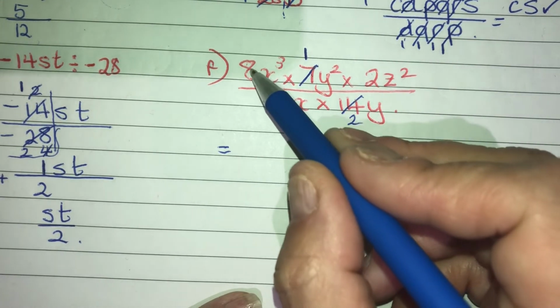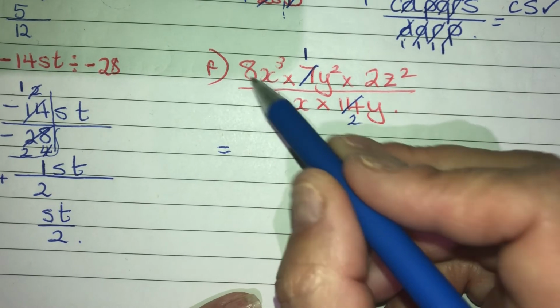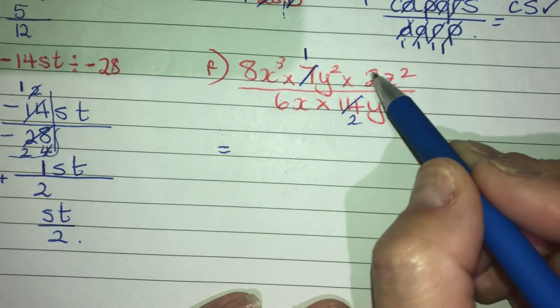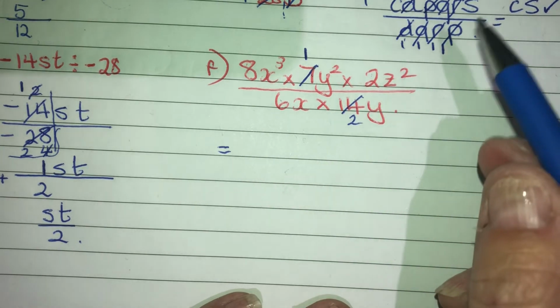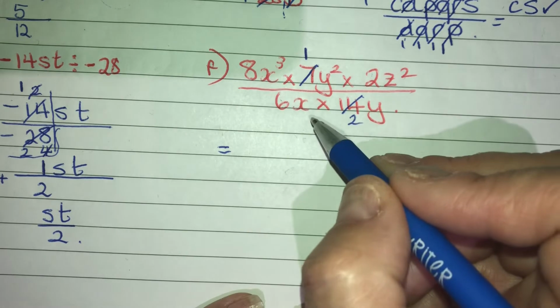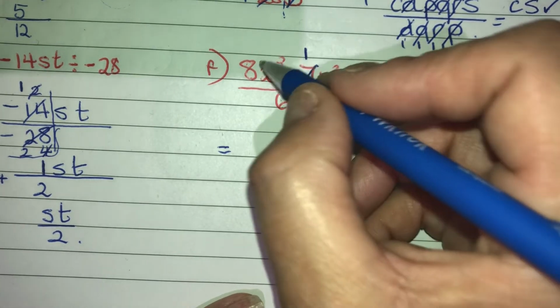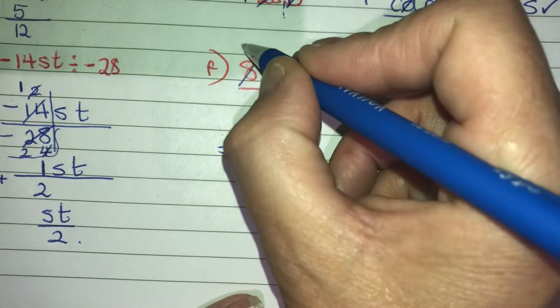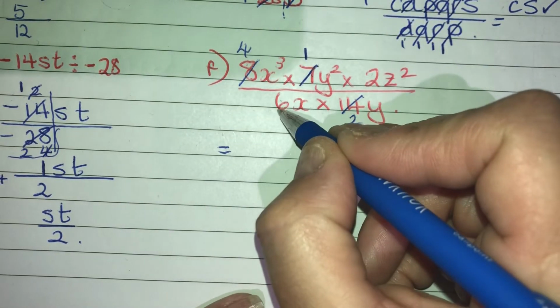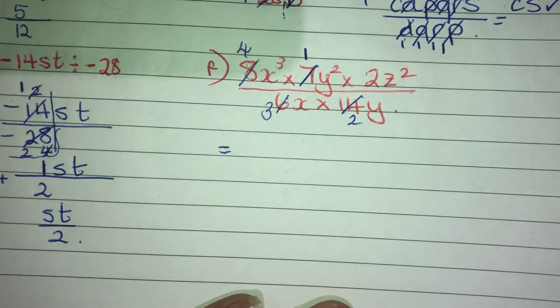So you might do, I'm going to do the 8 and the 6 together, find common factor. And your friend might do the 6 and the 2. Now, they should end up with the same answer as you. I'm going to do the 8 and the 6. So the highest number that goes into both of those is 2. So how many 2's in 8? There's 4. And how many 2's in 6? There's 3. All right, let's have a look now.